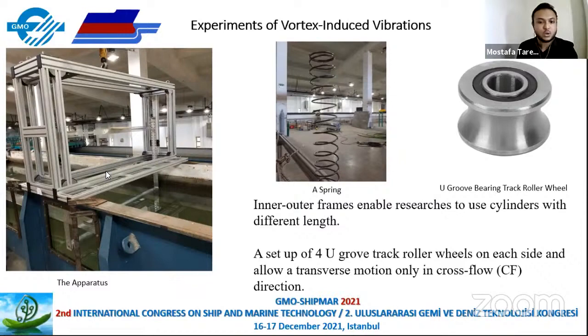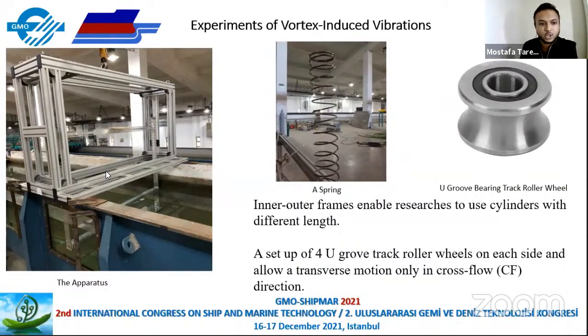We also have U-groove bearing roller wheels. Actually, we have two sets of them, and each set has 4 wheels. Those wheels basically allow us to have just 1 degree of freedom. So we can see that the cylinder will just go up and down. There is no other motion, so it restricts the motion only to the Z-axis. This mechanism is suitable for multi-purpose VIV tests.